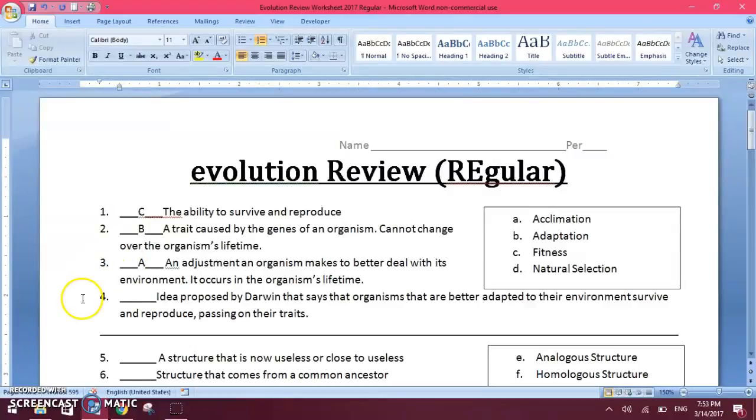All right, and then number four, idea proposed by Darwin that says organisms that are better adapted to their environment survive and reproduce, passing on their traits. That is natural selection, okay? And remember, natural selection describes how evolution happens because scientists back in the day knew that change happened over time, but they didn't know how it happened. All right, so Darwin said this is how it happens. It's because organisms that are better adapted to their environment survive and reproduce.